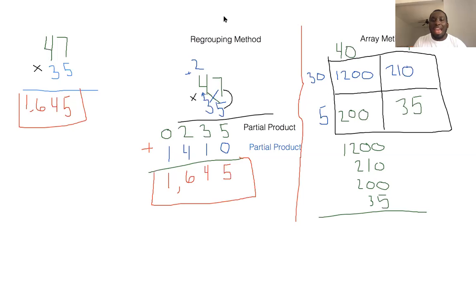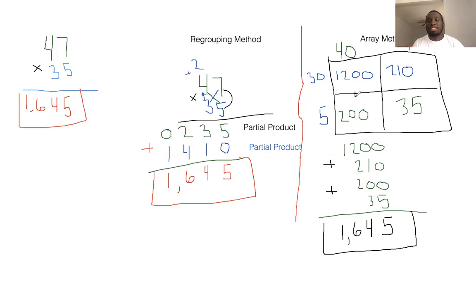And I'm going to add all of these numbers together. 0 plus 0 plus 0 plus 5 equals 5. 0 plus 1 plus 0 plus 3 equals 4. 2 plus 2 plus 2 equals 6. 1 plus 0 plus 0 plus 0 equals 1. I have my ones, my tens, my hundreds, comma, thousands. My final answer is 1,645.